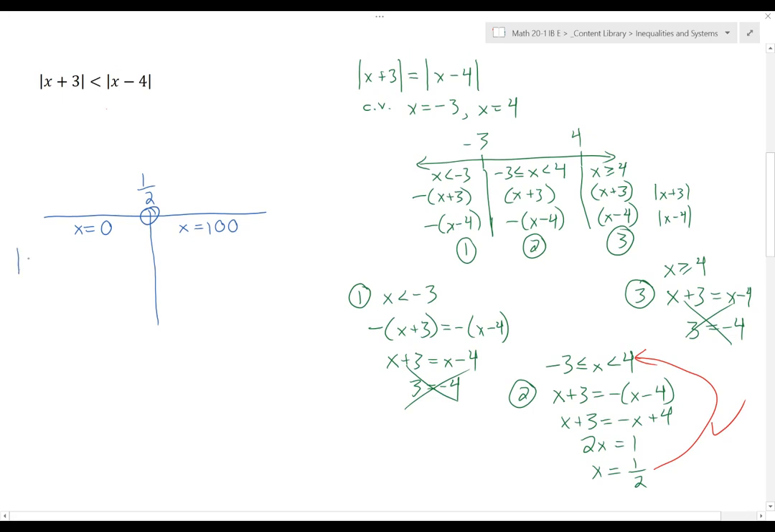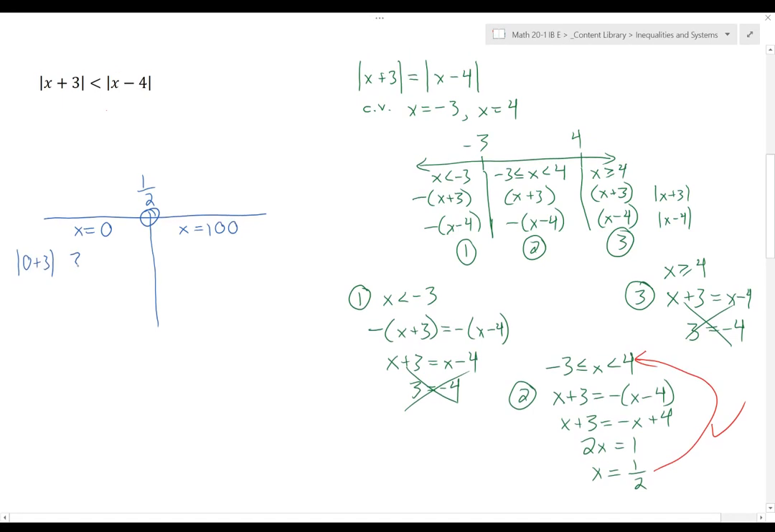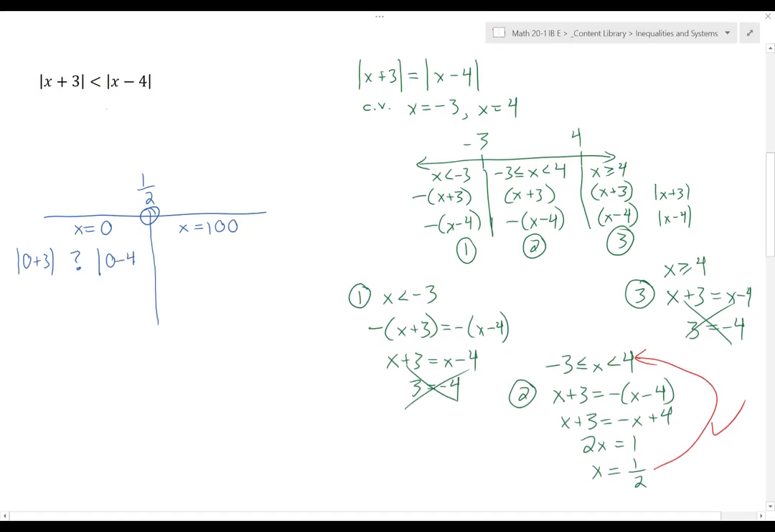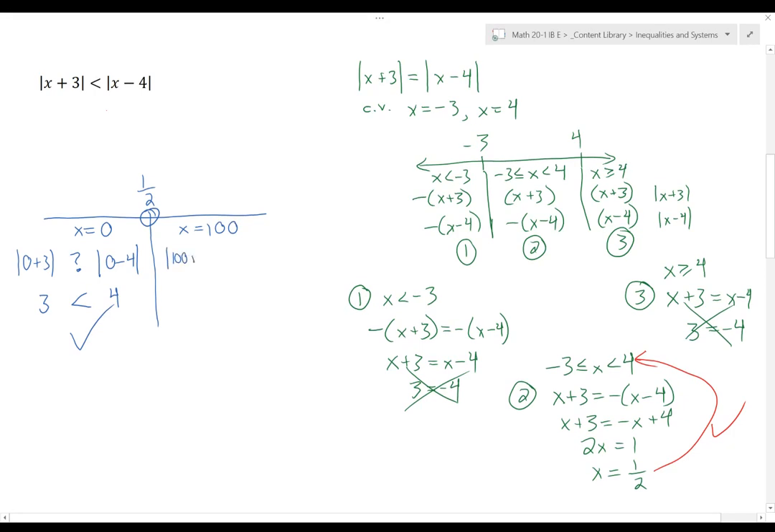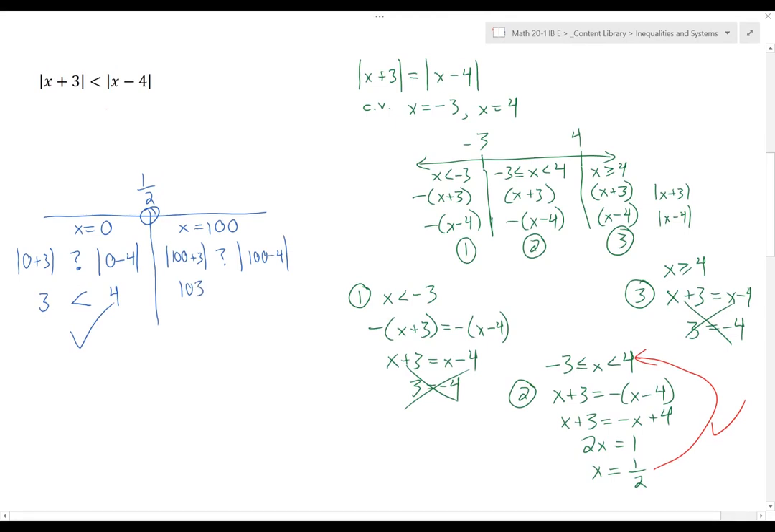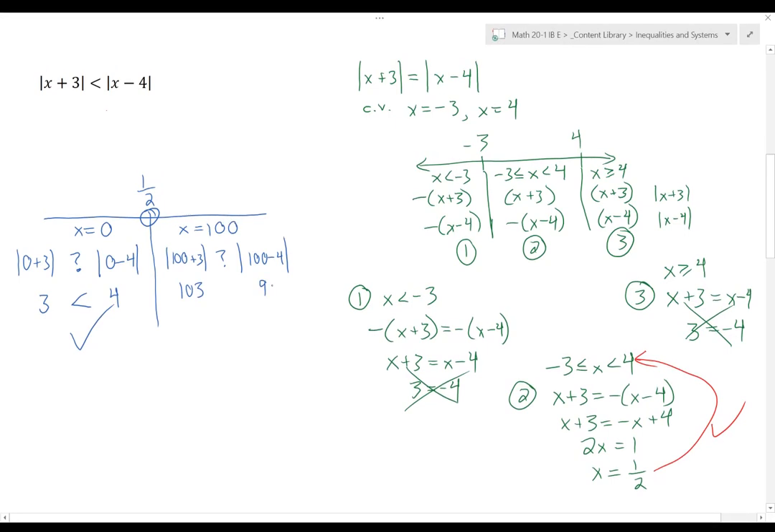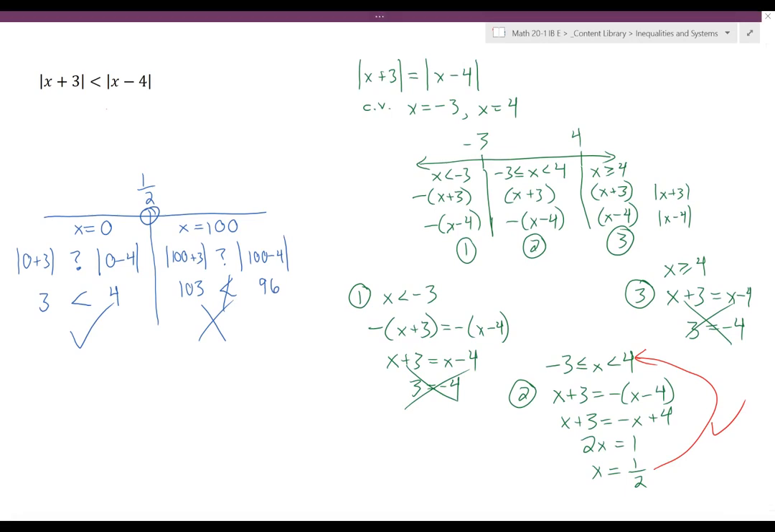So what happens if I take the absolute value of 0 plus 3 and I compare it to the absolute value of 0 minus 4? Well, on the left-hand side, I have 3, so the absolute value of 3 is 3. On the right-hand side, I have the absolute value of -4, which is 4. 3 is less than 4, and that's the sign I'm looking for, so this interval does count. If I test the other one, absolute value of 100 plus 3, compared to the absolute value of 100 minus 4, this is 103 on the left and positive 96 on the right. 103 is not less than 96, so this interval is not part of my solution.